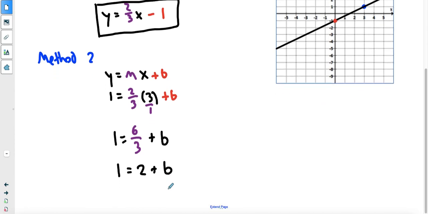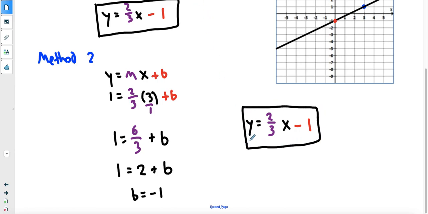And now we just have to think about 2 plus what gives you 1? Well, 2 minus 1 gives you 1. So b has to be equal to negative 1. And now we have enough information to write the equation of our line. So that's how you can find the equation of a line if you know the slope and a point on the line.